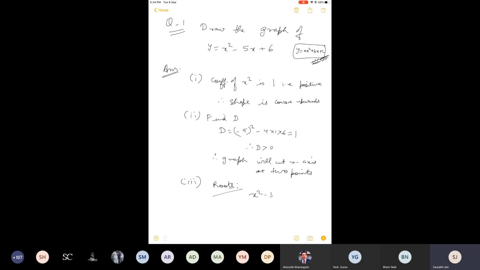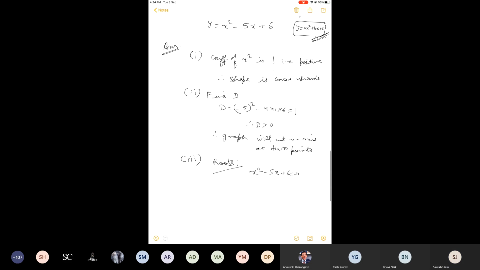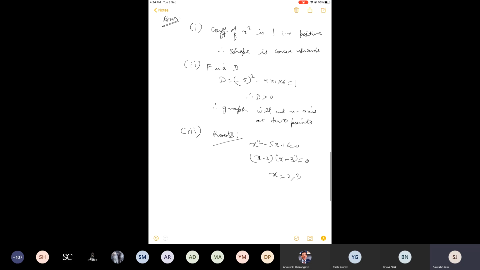You have to find the roots of the quadratic. Put this equal to 0. You can easily make the factors. Now you can visualize even better. Why? Because now you can imagine a parabola which is cutting the x-axis at x equal to 2 and 3.